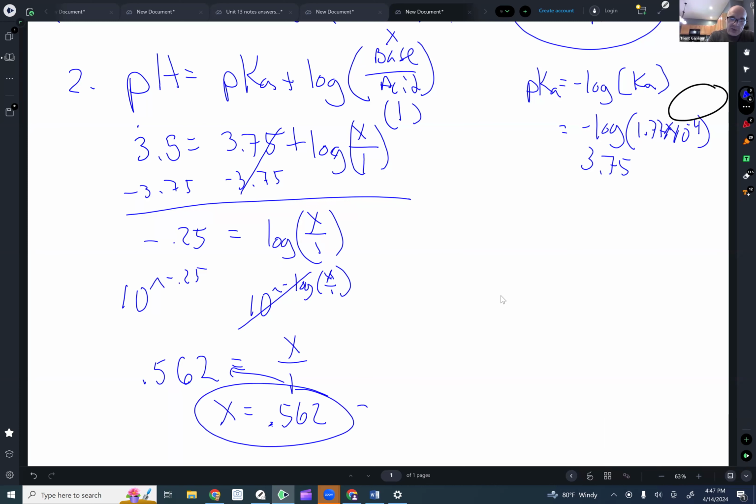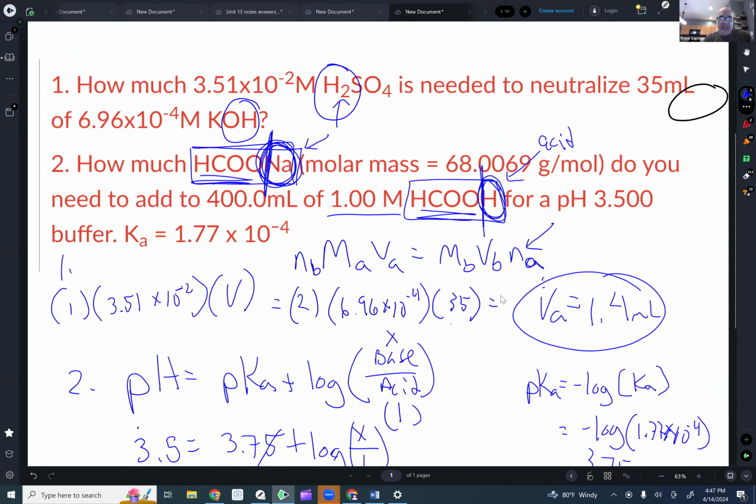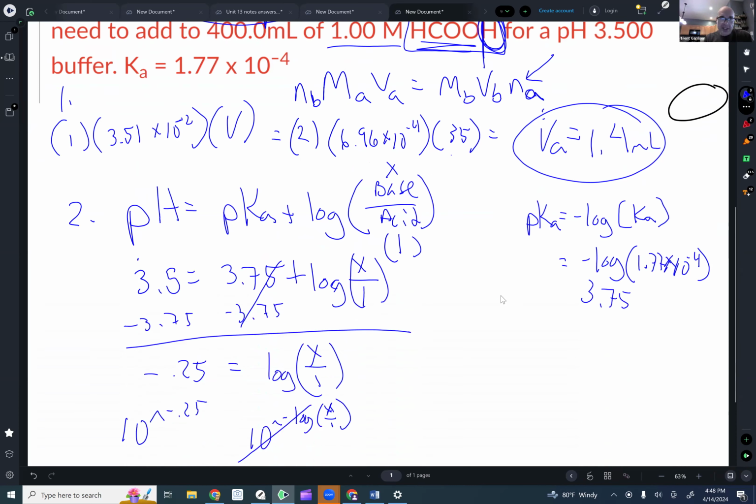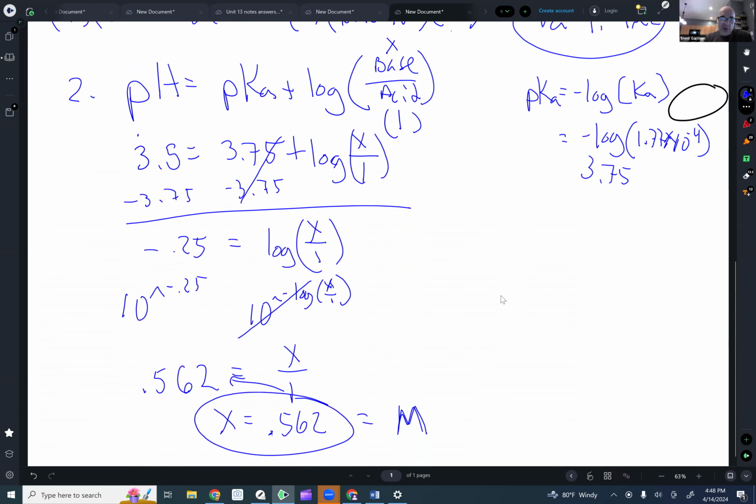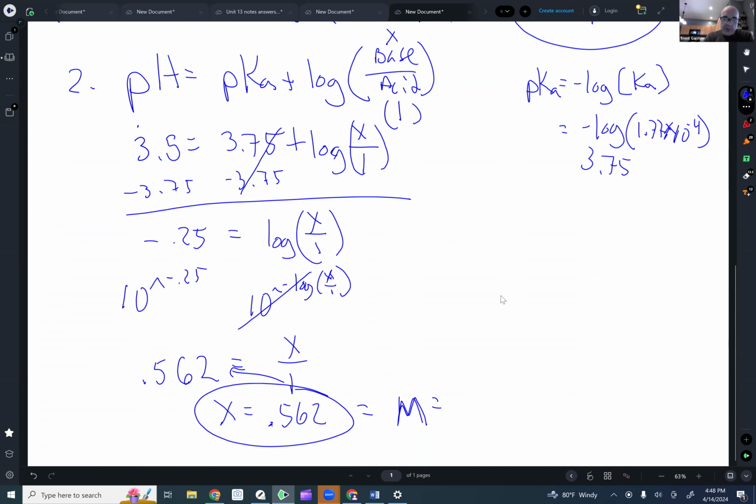So now what is this? This is the molarity of that original material. If we go up to the problem statement, this is the molarity of this right here. But we're not asked for that. We're asked for how much. So what we've got to do now is go to our molarity formula, which is moles over liters. They tell us in this problem that we are given 400 milliliters. That becomes 0.4 liters. So I've got 0.562 equals x over 0.4.